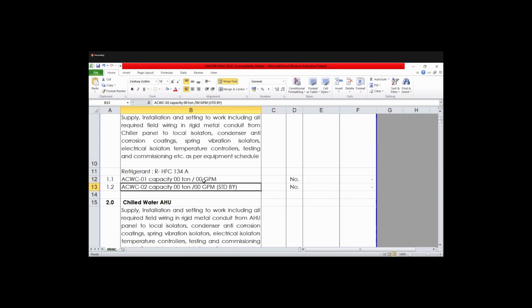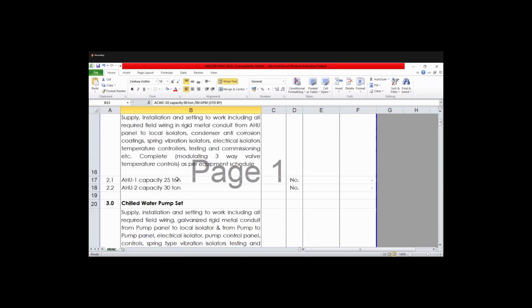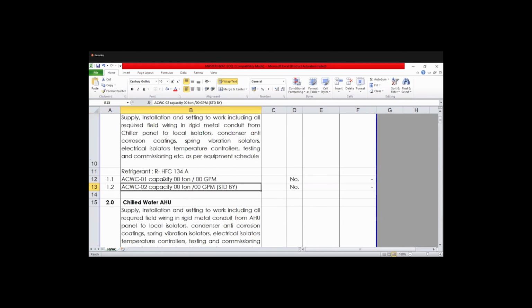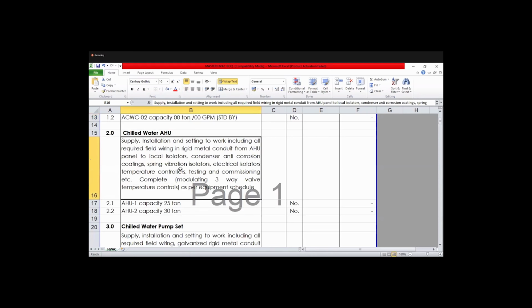And this is a standby. So in case of 3 chillers, 2 are working and 1 will be standby. So we have to mention that here. And the next is the chilled water AHU. So this is the AHU specification.